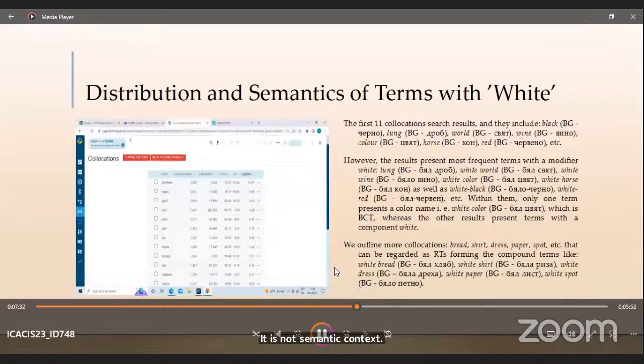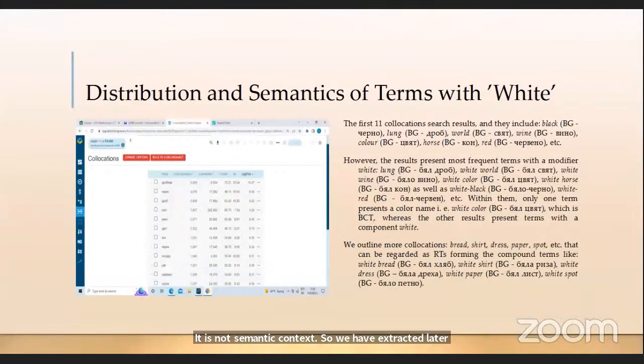So we later extracted the collocated words. The idea of collocation is based on the fact that if two words have a common collocation, they are semantically related. In the figure here, there are the top 11 words which we received as the most frequent to be combined with the word white. They are long, world, wine, color, horse, red, etc.